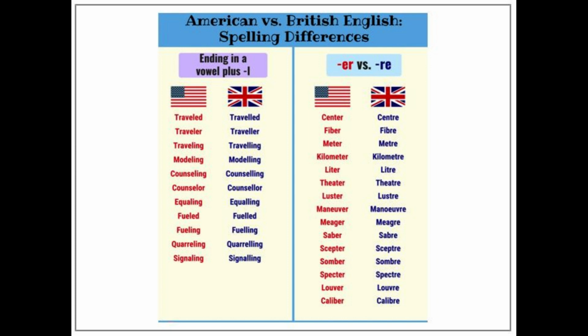Take a look at the other difference, which is between ER and RE. Center, fiber, meter, kilometer, liter, theater, all of these words in British English end with RE, whereas in American English they end in ER because they're pronounced ER. We don't say centre, we don't say fibre, we don't say metre, we say center, fiber, and meter. So it makes more sense to actually spell them ER the way they are pronounced rather than RE the way they are not pronounced.